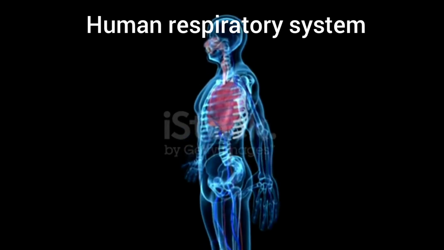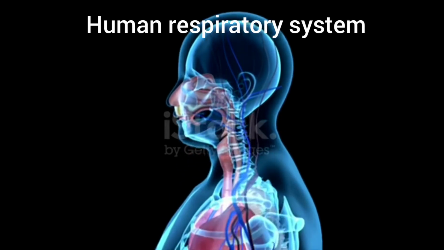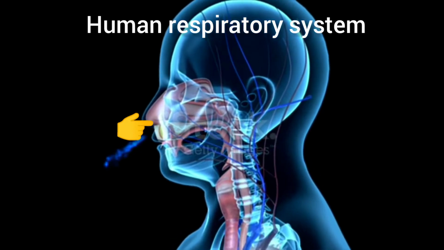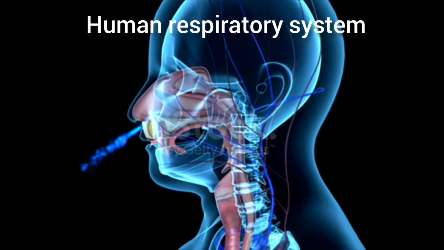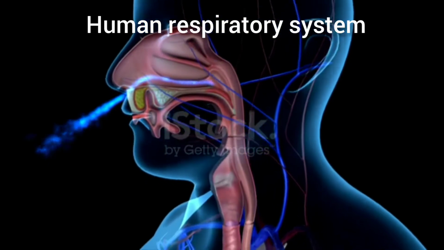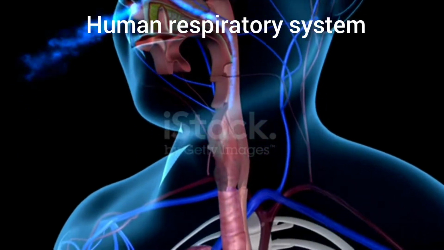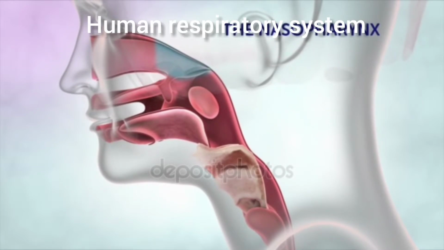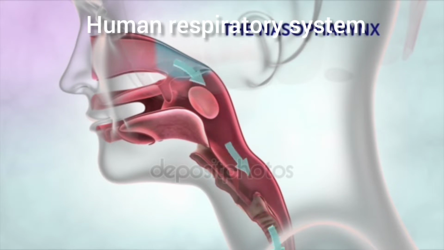Human respiratory system. We have a pair of external nostrils opening out above the upper lips. It leads to the nasal chamber through the nasal passage. The nasal chamber opens into nasopharynx, which is a portion of pharynx, the common passage for food and air. The nasopharynx opens through glottis of the larynx region into the trachea.